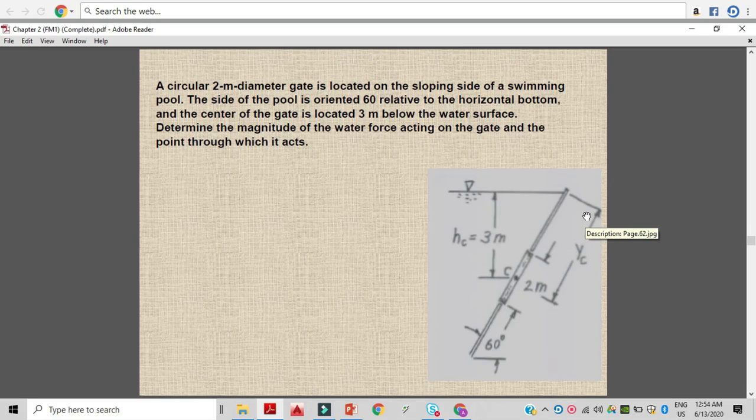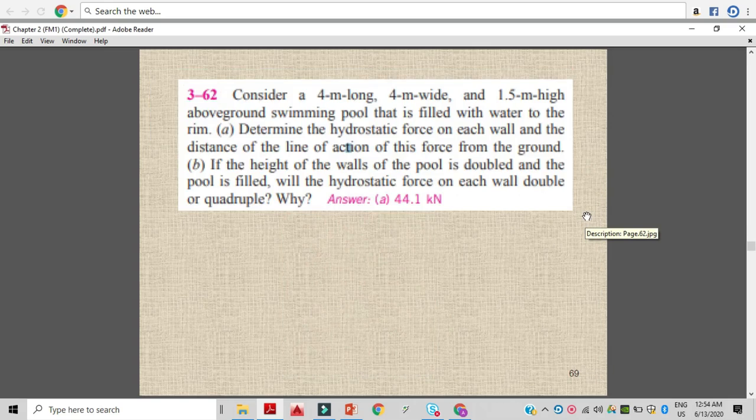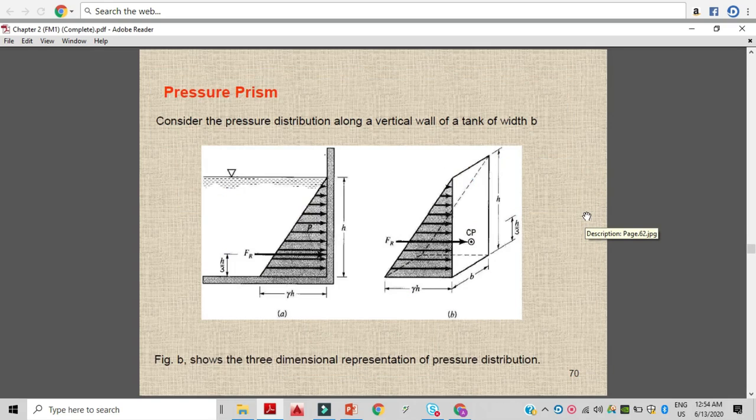Okay, so now these are some more practice questions that you can do at home. So let's discuss the other content of today, the pressure prism. So what exactly is a pressure prism?